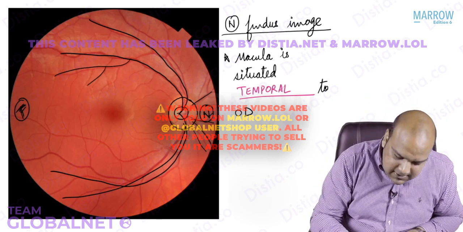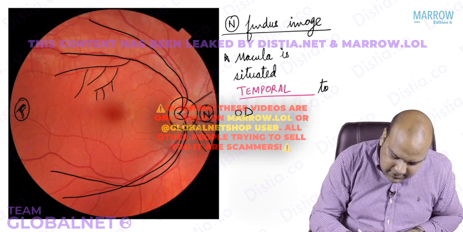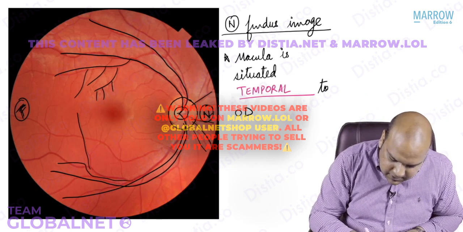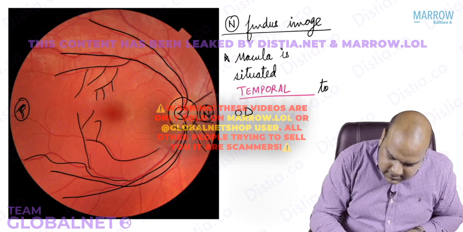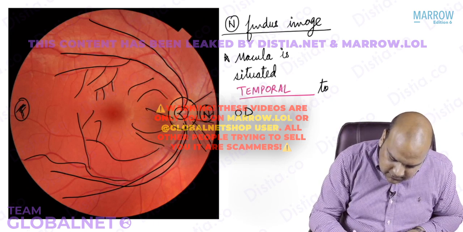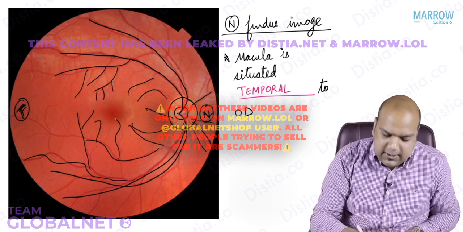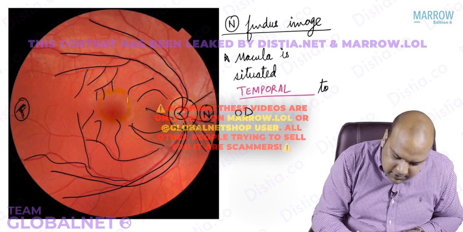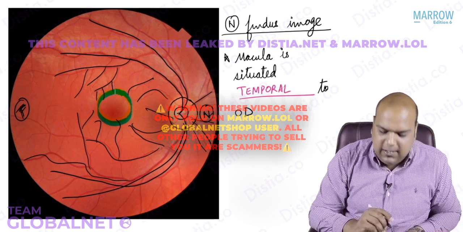We trace all the blood vessels. See, I am tracing all the blood vessels for you guys. Inferiorly, superiorly. Let's just see, everybody. I'm tracing all the blood vessels for you. Now, when I've traced all the blood vessels, in the center, everybody, we get a part which is relatively avascular.